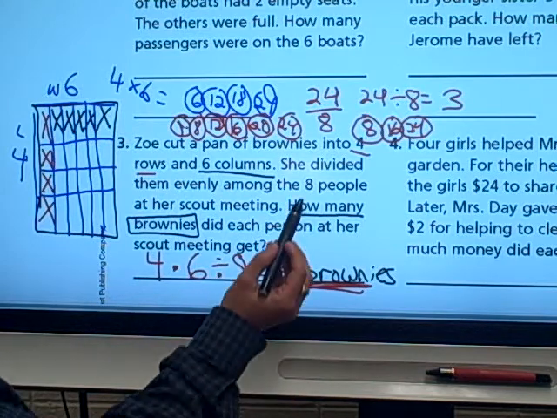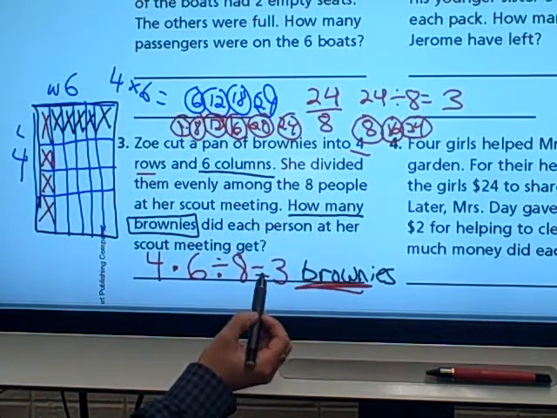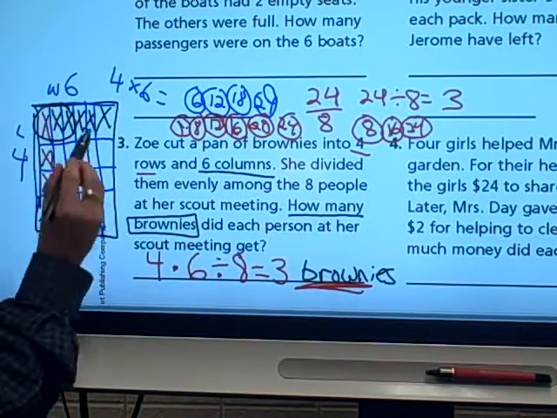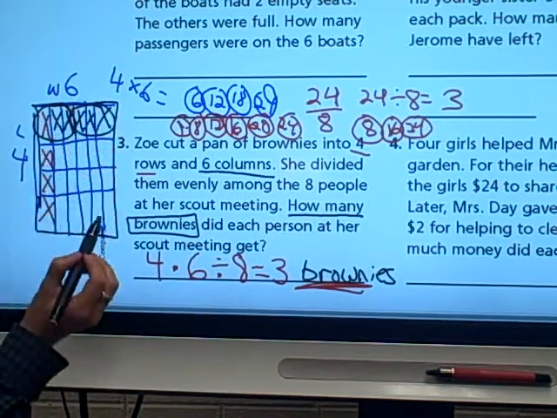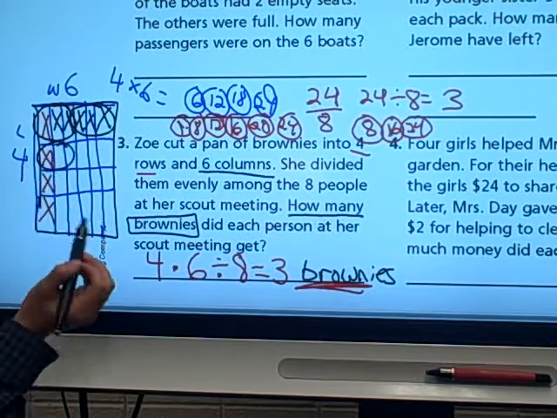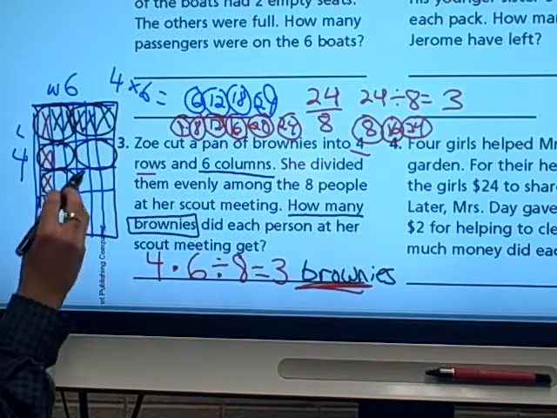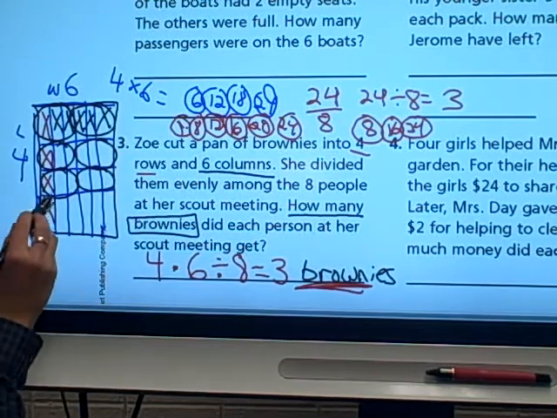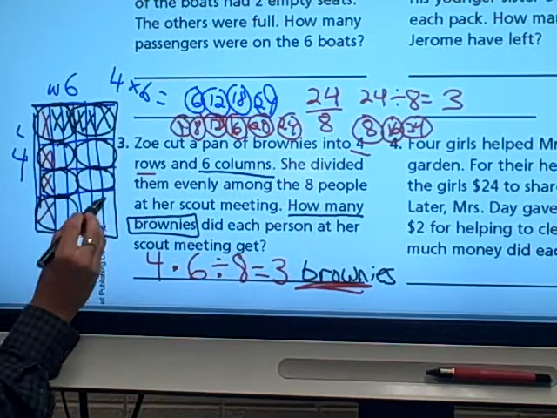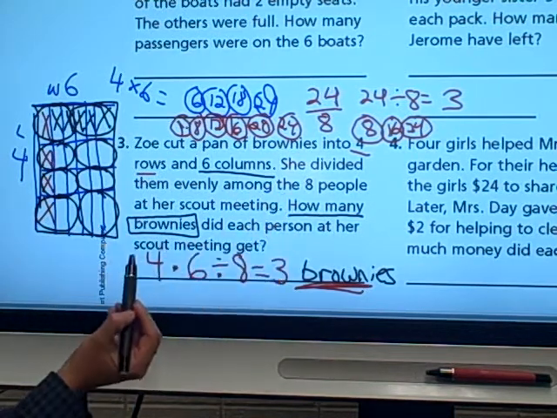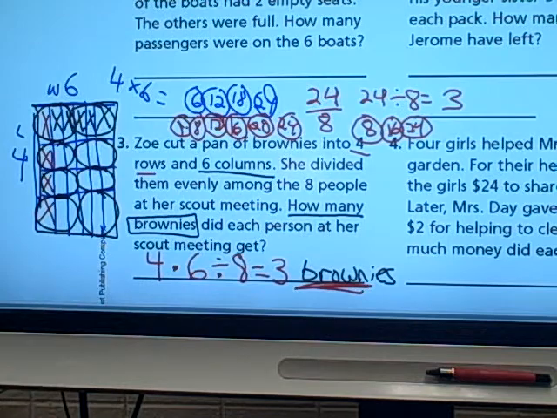So let's find out. If there's 8 people at the meeting and 3 brownies for each person, let's see. 3 for you, that's 1. 2 people. 3 for you, that's 3 people. 3 for you, that's 4. 3 for you, that's 5 people. 3 for you, that's 6 people. 7 people, and 8 people. Alright, well, 8 people. Each of them got 3 brownies.